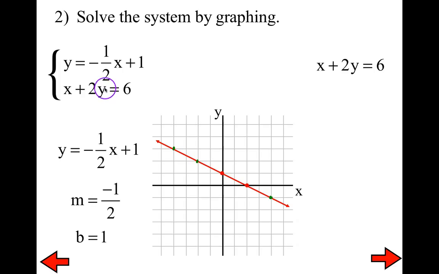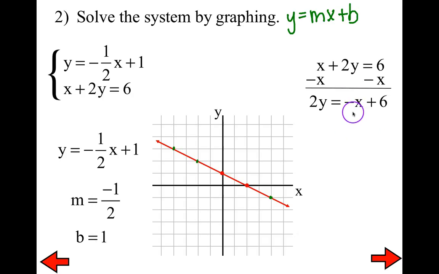For the second equation, unfortunately, it's not in slope-intercept form. Just a quick reminder, it's y equals mx plus b. Definitely not in that form. So first, we're going to get rid of x. And then from this point, we still need to isolate y. So we're going to go ahead and get rid of the 2 by dividing each term by 2, each side by 2, sorry, leaving you with y equals negative 1/2 x plus 3.